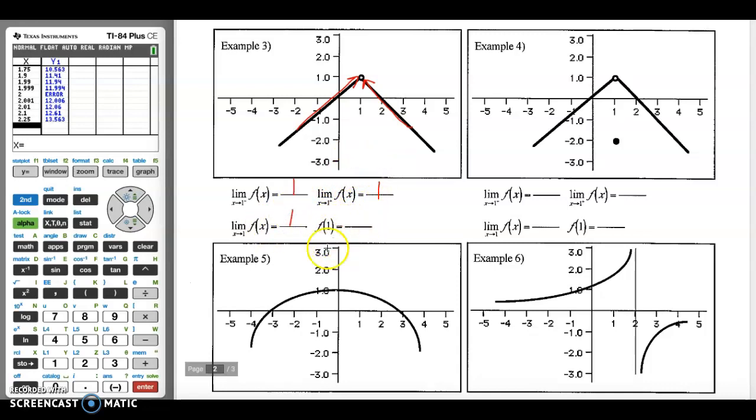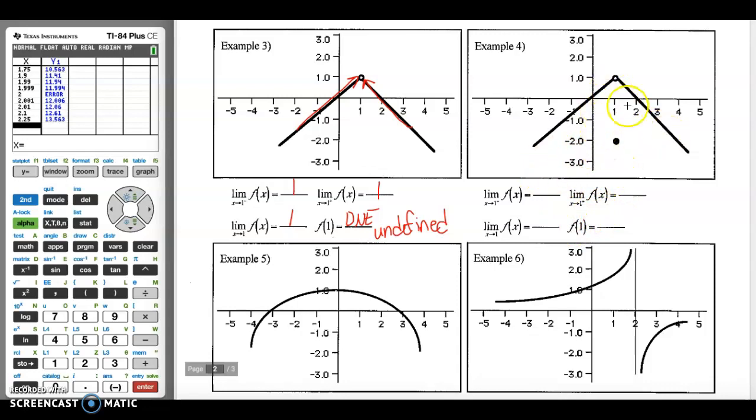And then my actual function, f of 1, do I have a closed circle anywhere on here? I would say no. So we would say f of 1 does not exist, if you would like. That would be fine. For actual functions, you can also write undefined. So there's no point that's defined for that function. For limits, we always use DNE, but if you're just finding f of 1, the function at 1, you can write undefined as well.